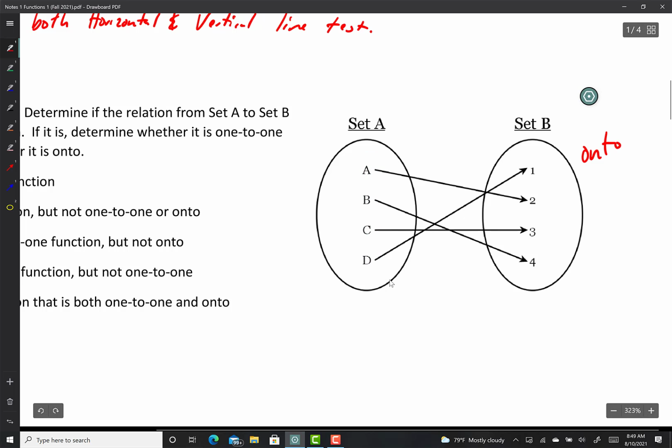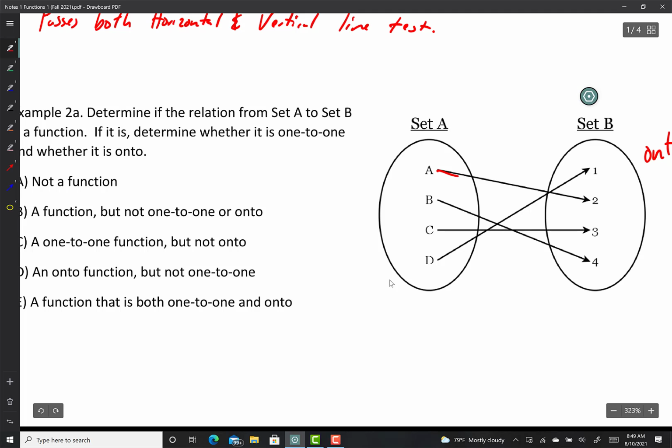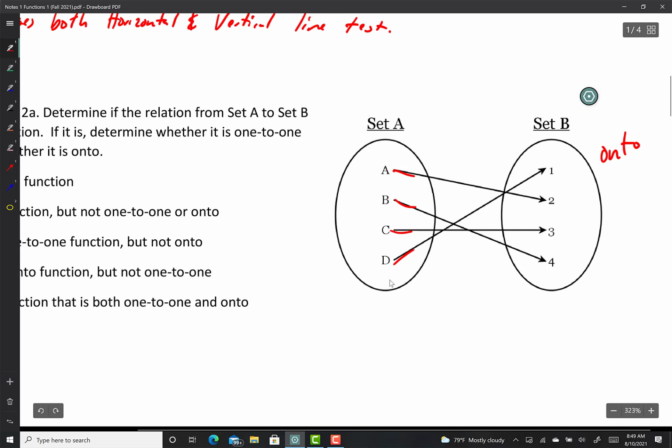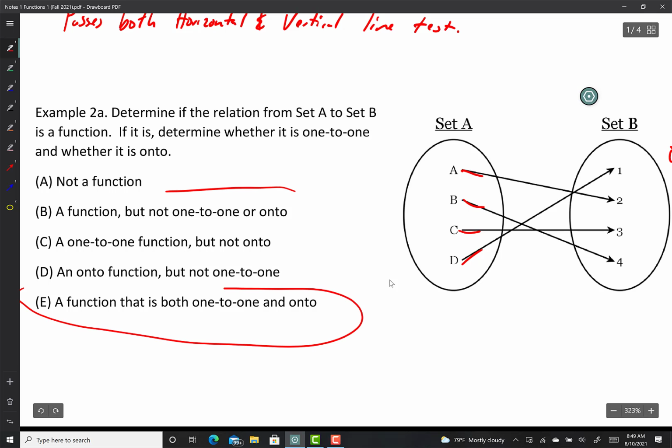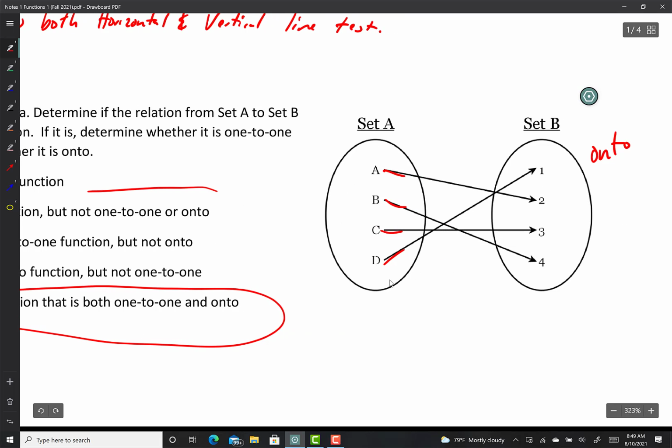And let's see, is it a function? Yeah, it looks like every single one of these has something coming out. So it's a function, and it is onto, and it is also one-to-one. A one-to-one function. Yeah, a function is both one-to-one and onto. It's one-to-one because none of the y's repeat in set B. Does that make sense, guys?